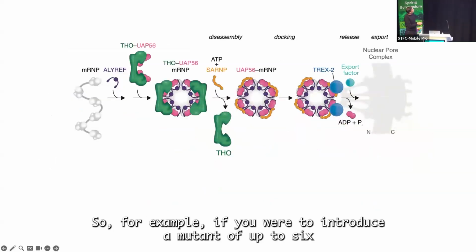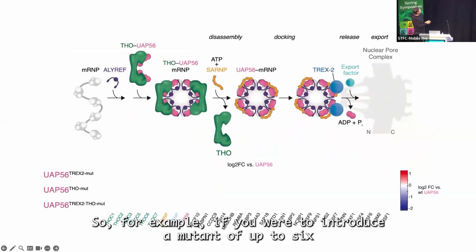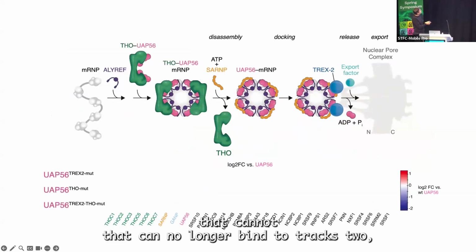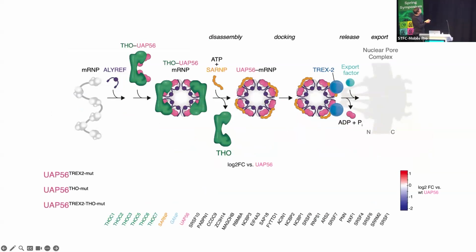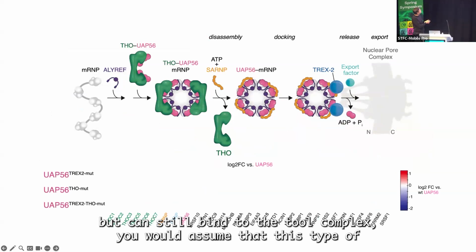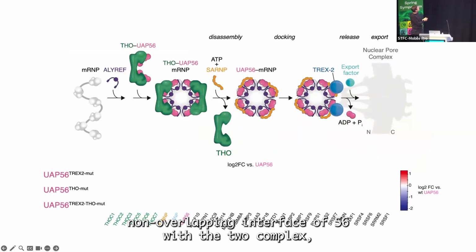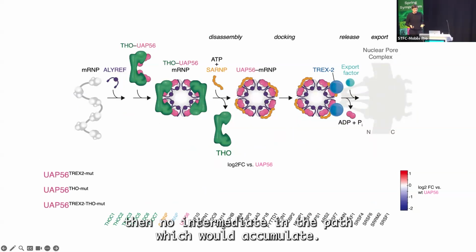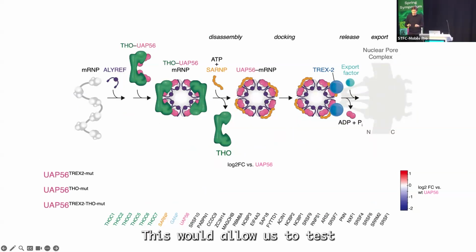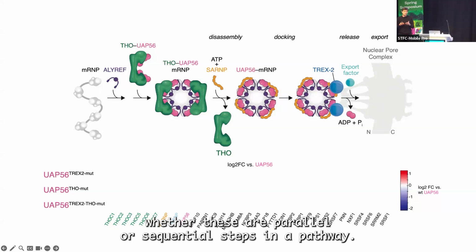So for example, if you were to introduce a mutant of UP56 that can no longer bind to TREX2, but can still bind to the TOE complex, you would assume that this type of intermediate should accumulate. Similarly, if you were to mutate a non-overlapping interface of UP56 with the TOE complex, then no intermediate in the pathway should accumulate. This would allow us to test whether these are parallel or sequential steps in a pathway.